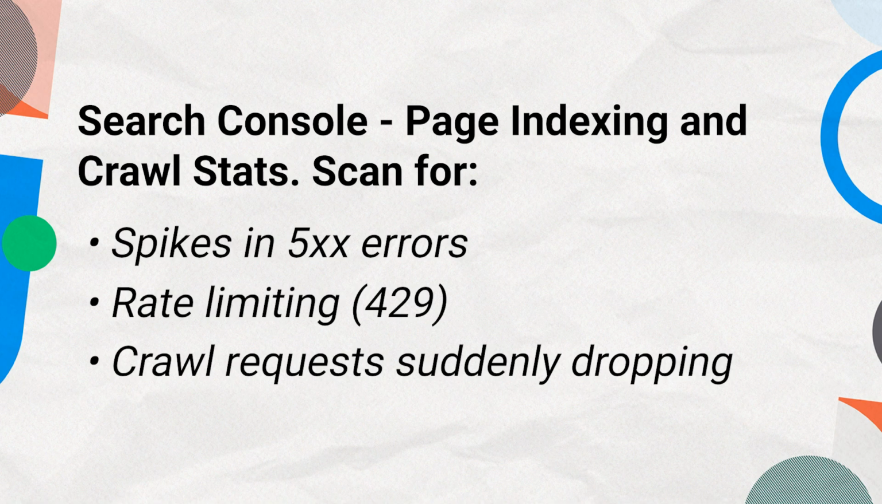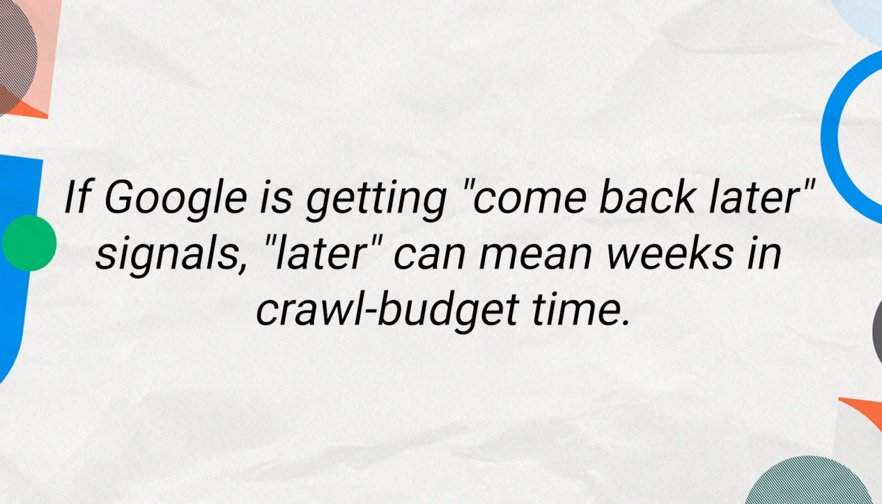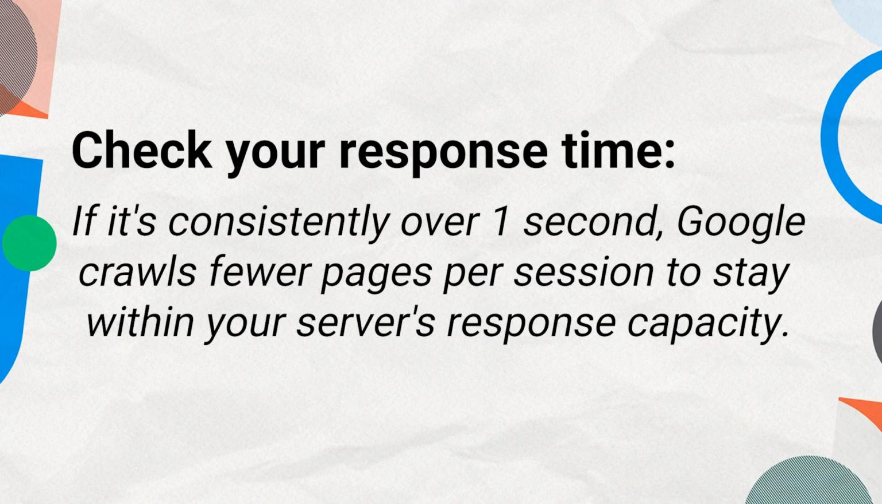Then look at Search Console for page indexing and crawl stats. Scan for spikes in 5xx errors, rate limiting, or crawl requests suddenly dropping. If Google is getting come-back-later signals, later can mean weeks in crawl budget time. Last thing, check your response time. If it's consistently over 1 second, Google crawls fewer pages per session to stay within your server's response capacity. This can look like algorithm damage, but it's just crawl efficiency collapse. If the crawl looks clean, move up the debugging pyramid.